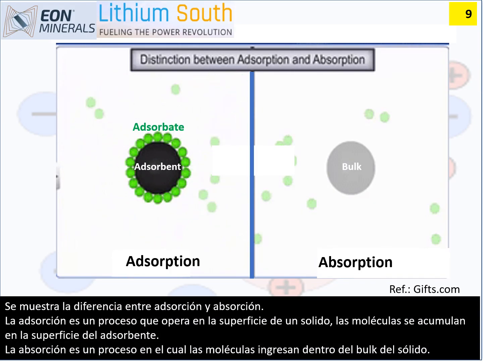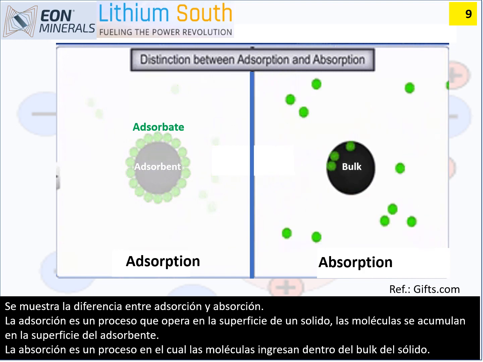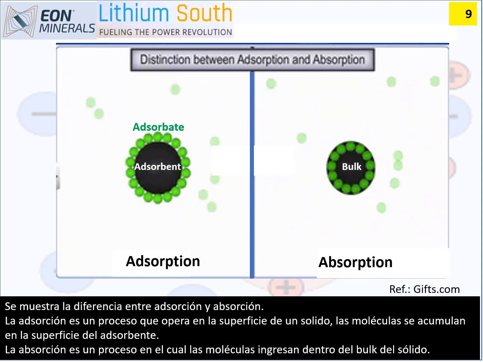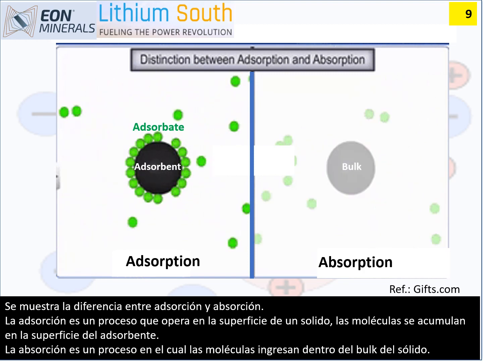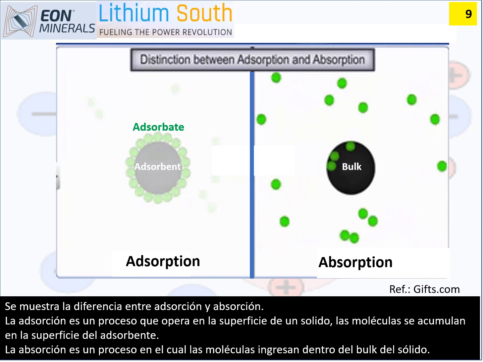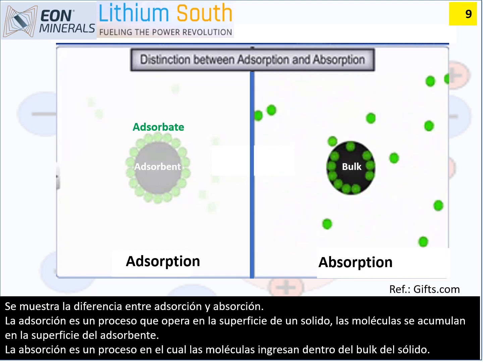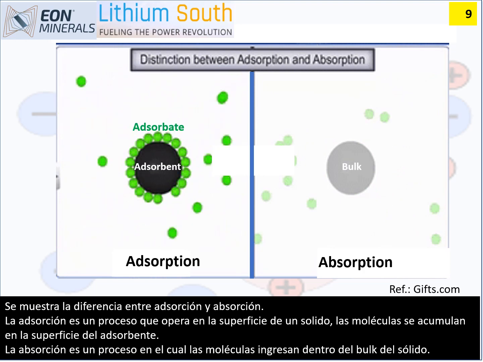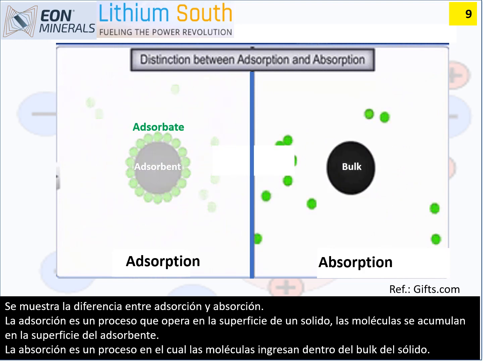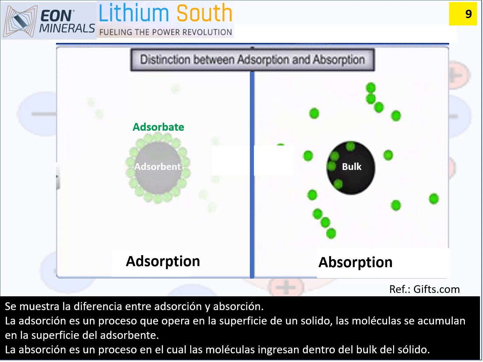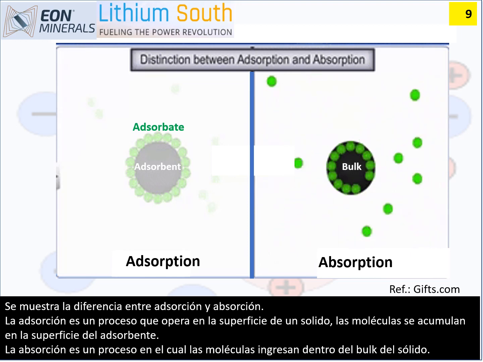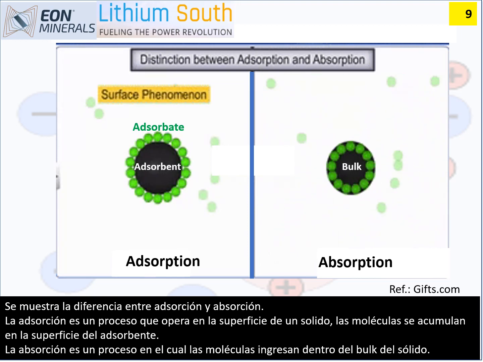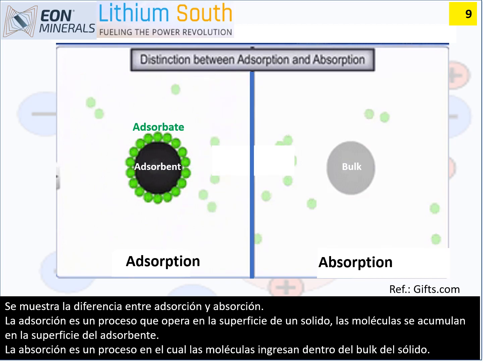The difference between adsorption and absorption is shown. Adsorption is a process that operates on the surface of a solid. The molecules accumulate on the surface of the adsorbent. On the other hand, absorption is a process in which molecules enter into the bulk of the solid.